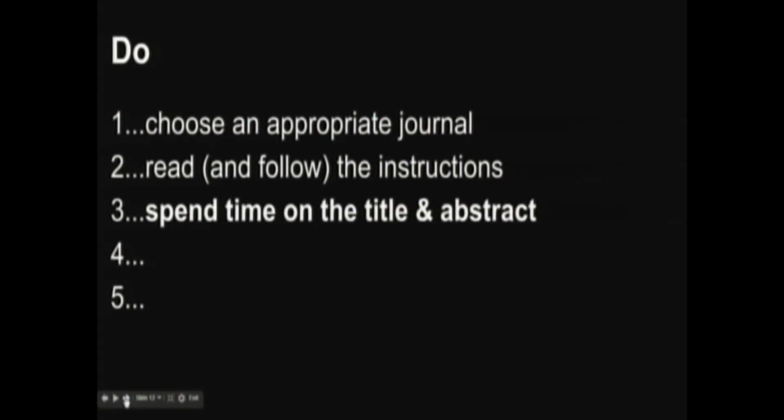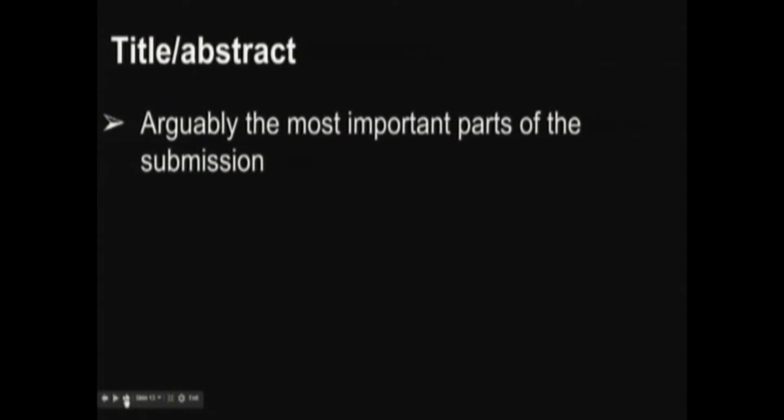Do number 3, spend time on the title and the abstract. I think the title and the abstract often get short shrift. People concentrate on the manuscript and maybe they save that for last. But I would say the title and the abstract are probably the most important parts of the submission, especially if you're submitting to a good journal. Busy editors, busy reviewers really get turned off or turned on by a good or a sloppy title/abstract.